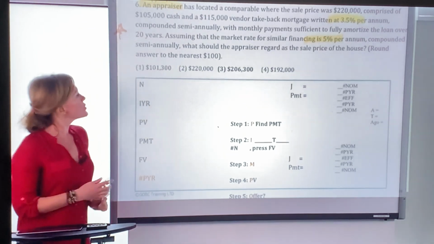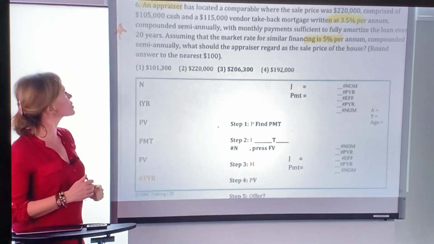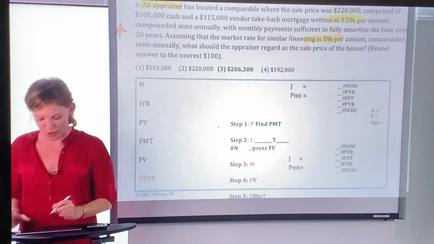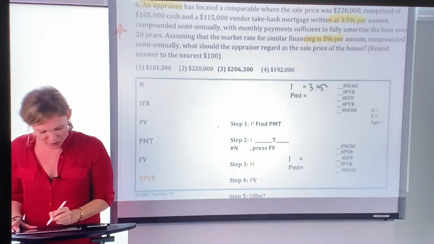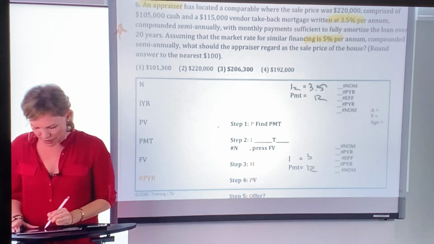Okay, keep it simple. So we have the 2 rates in here. We know we're looking for the offer, all the money in the answers in here. So let's start with step number 1. Let's find the payment. What is your J? What are you going to use in here? You use the first one, 3.5%. Good job. Compounded semi-annually. Payments in this question are monthly. So that means we're going to be using the monthly payments in the second one too.